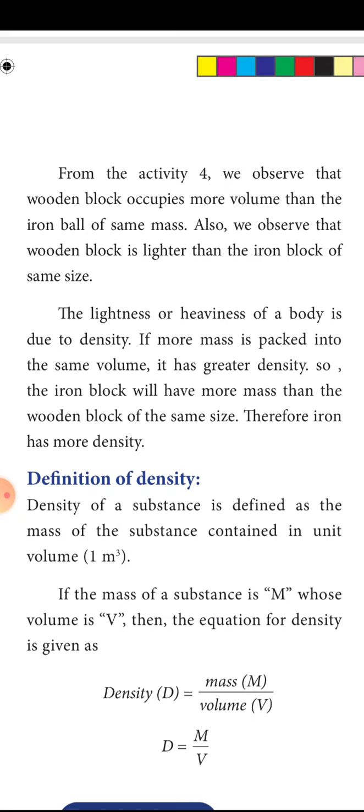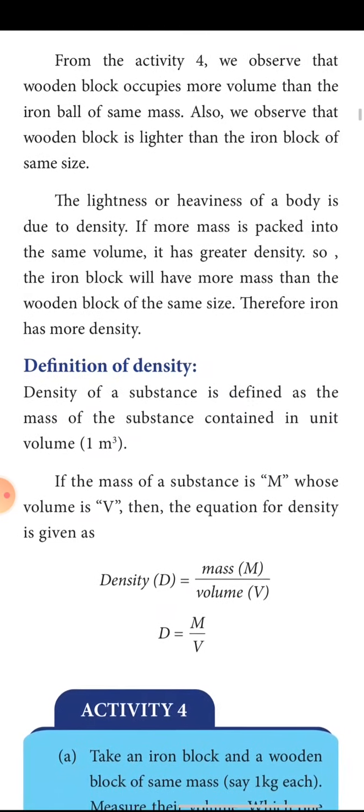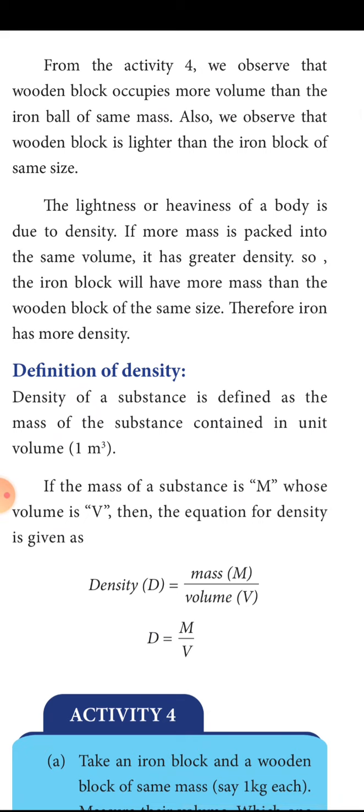Mass, you can measure using a weight balance. And I said just now how to measure the volume of an object. So finding the mass of an object and dividing it by volume, you will get your density. So D is equal to m by v. Mass is in kg, volume is in meter cube. Kg per meter cube is the unit.